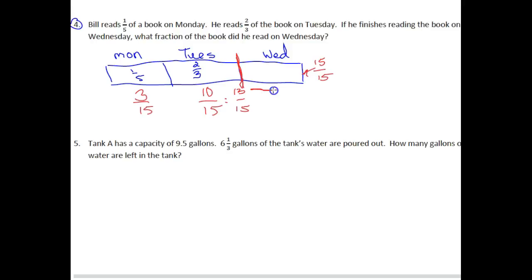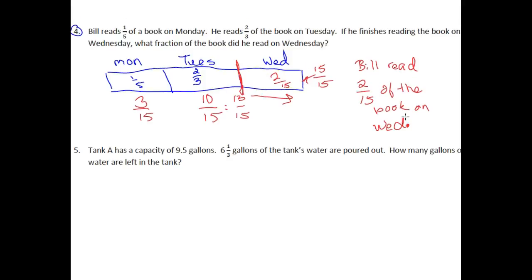Now we have to figure out how much further do you have to go to get to 15 15ths. Difference between 3 and 15, sorry, 3 and 5, because the 10s are there, is just 2. So 2 15ths. We make our sentence because it's a word problem. So Bill read 2 15ths of the book on Wednesday. And I'm just going to do an abbreviation, Wednesday, W-E-D.